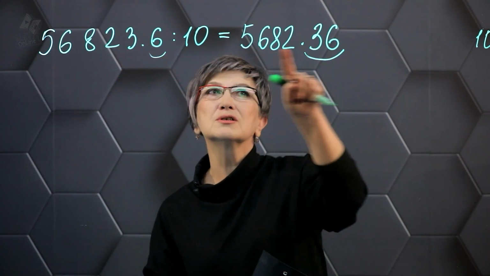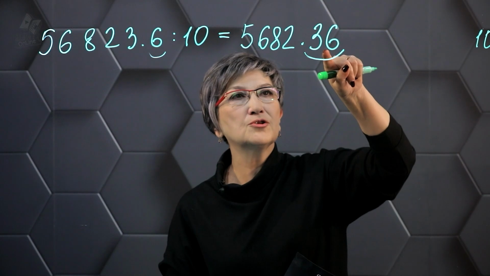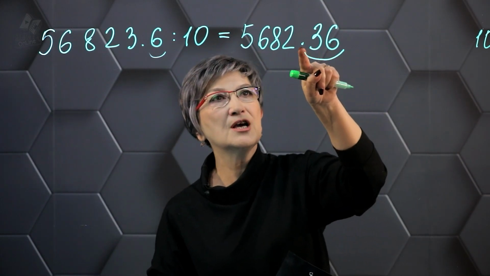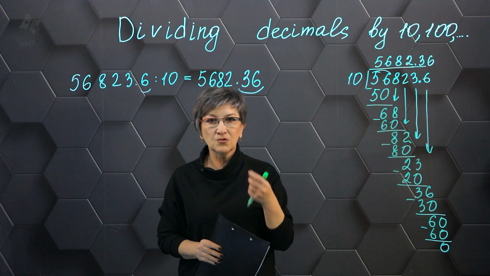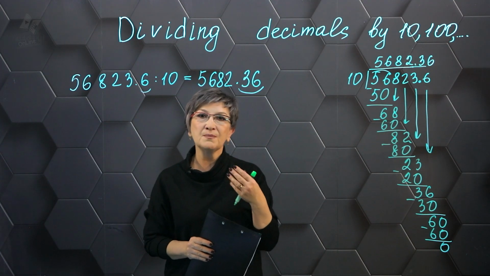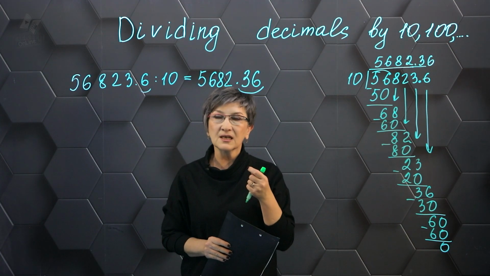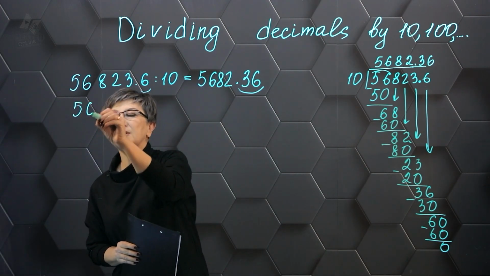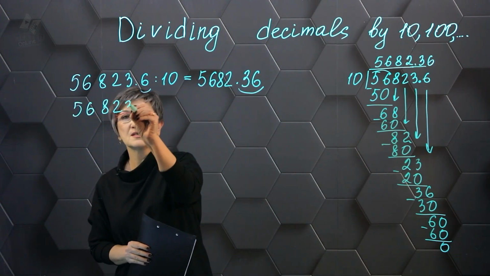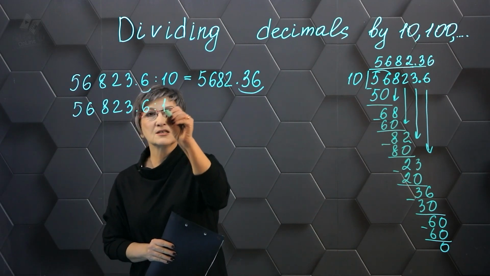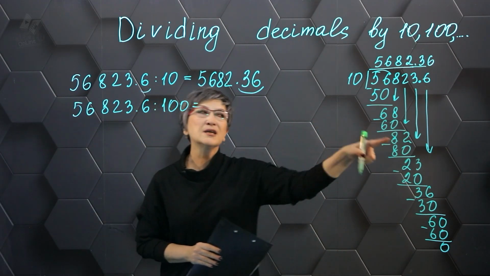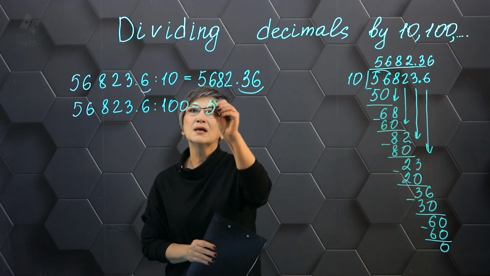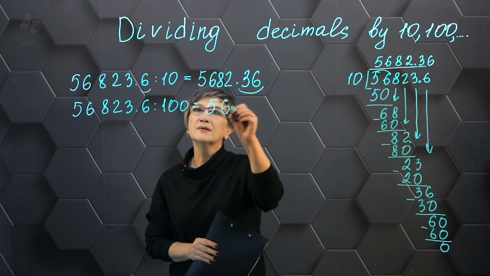So what did we get? I had the dot after the 3. I divide by 10 and the dot moves to the left. Well then, maybe we can use this algorithm all the time. And it does, because if I divide 56,823.6 by 100, I'm not dividing by a column. I'm going to write those same numbers down.